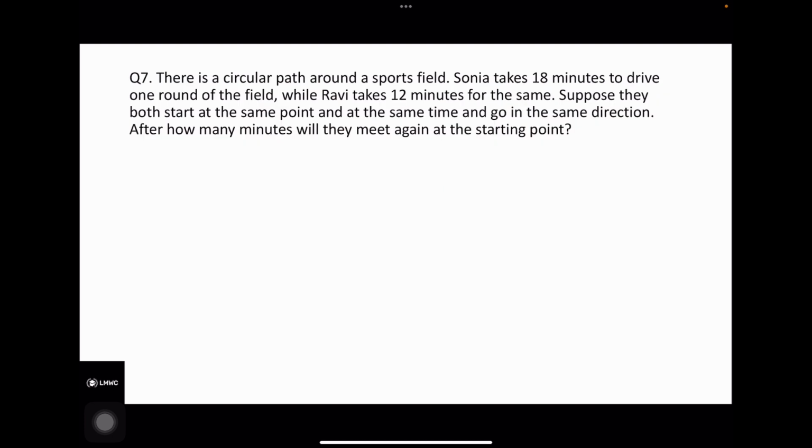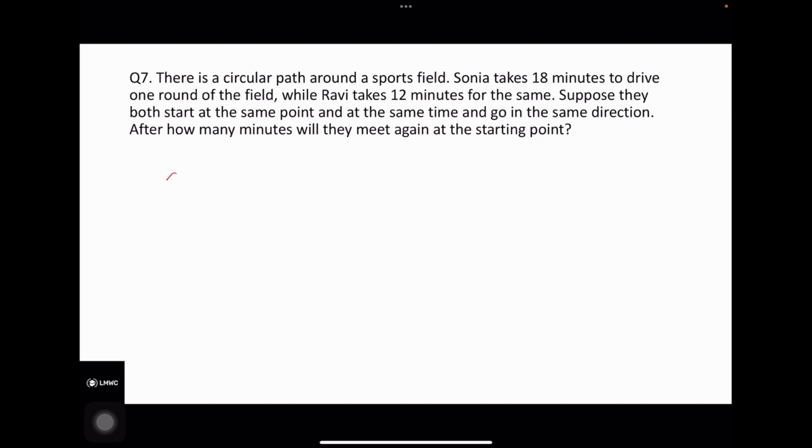So the last question of this exercise is: there is a circular path around a sport field. Sonia takes 18 minutes to drive one round of the field, while Ravi takes 12 minutes for the same. Suppose they start at the same point and at the same time and go in the same direction. After how many minutes will they meet again at the starting point?